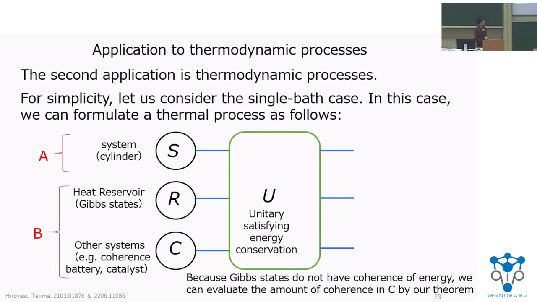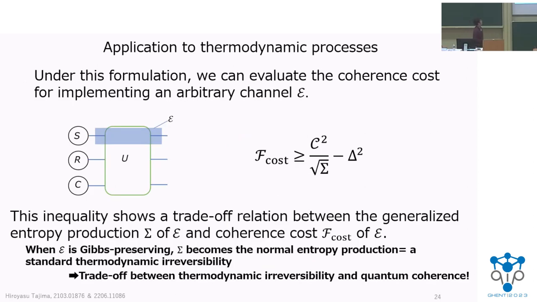And because the Gibbs state does not have coherence of energy, we can evaluate the amount of coherence in C by our theorem. Then we can derive this theorem for the implementation of an arbitrary channel E. Here, sigma is the generalized entropy production, defined as this, and F cost is the minimum necessary amount of coherence in C to implement the arbitrary channel E. And when E is Gibbs preserving, sigma becomes the normal entropy production, which is the standard measure of thermodynamic irreversibility.